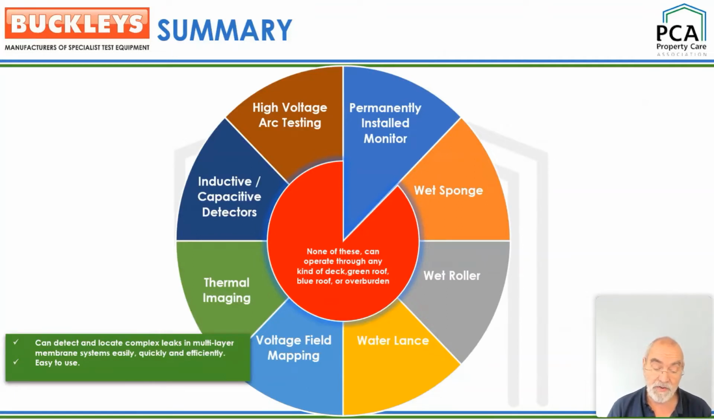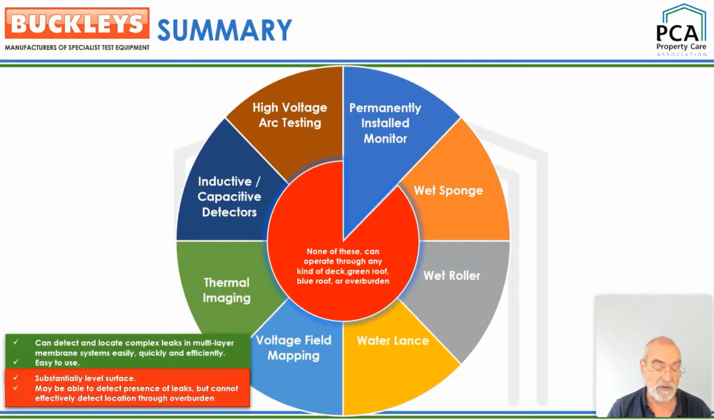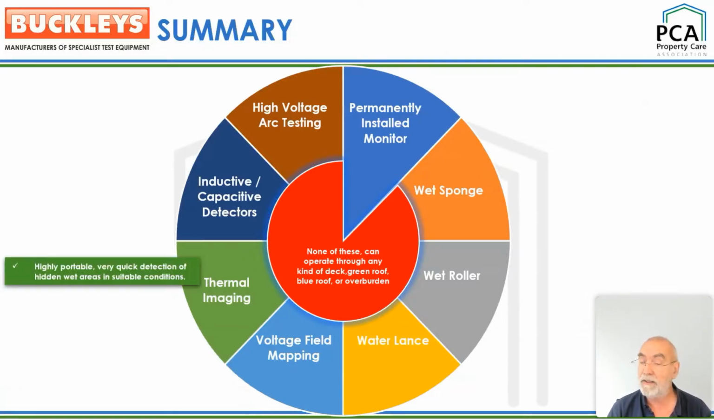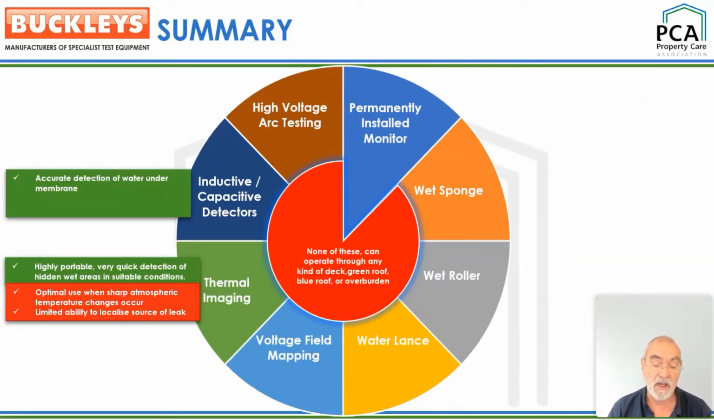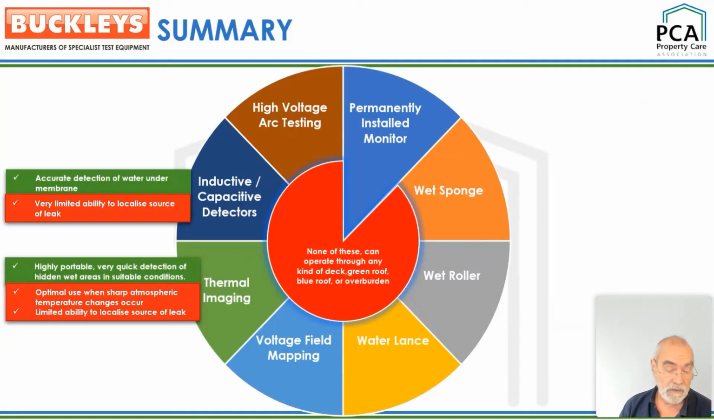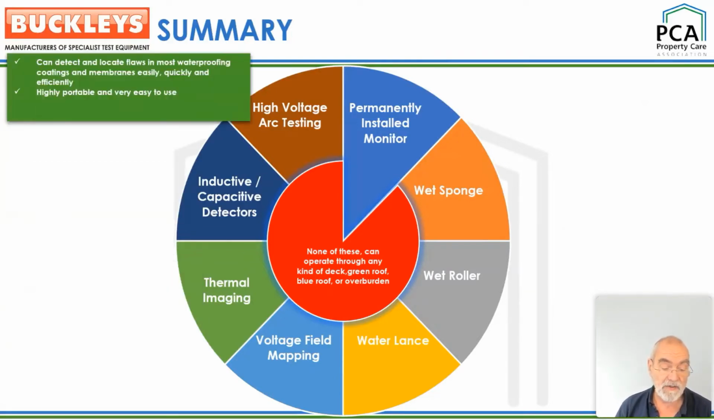Voltage field mapping, as you have seen, is a very capable system for both liquid applied and membrane waterproofing systems. It's likely to be first choice when looking for entry points of known leaks in remedial work. Thermal imaging allows quick and effective surveys to be carried out, but like the inductive systems, it requires some effort to locate the entry point. High voltage arc testing is very easy to use. It's portable and efficient, and it's probably the first choice when the weather permits.